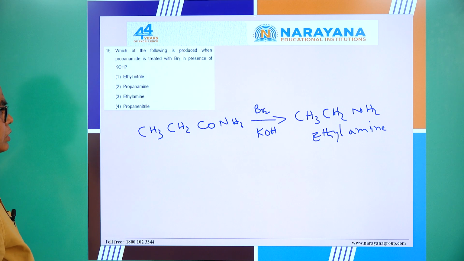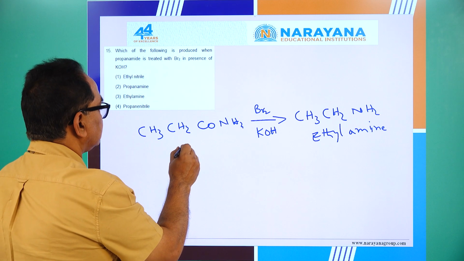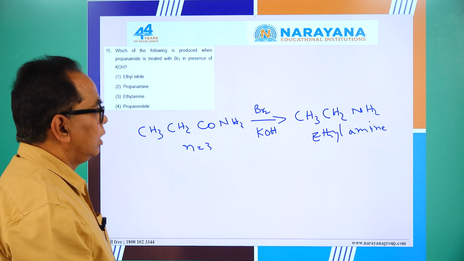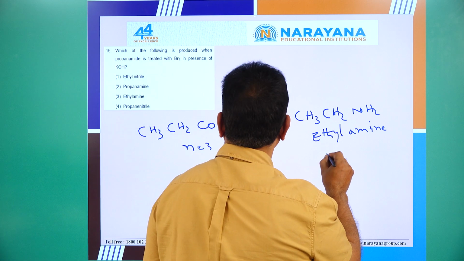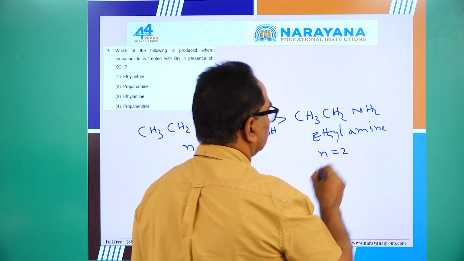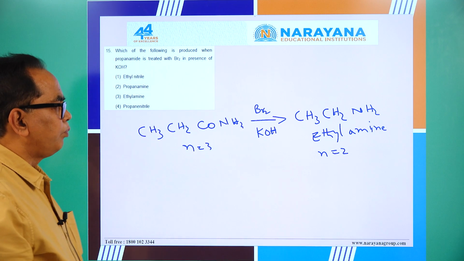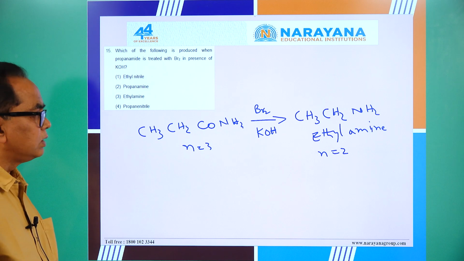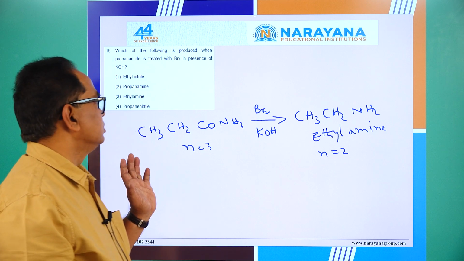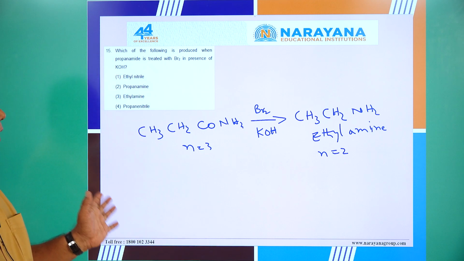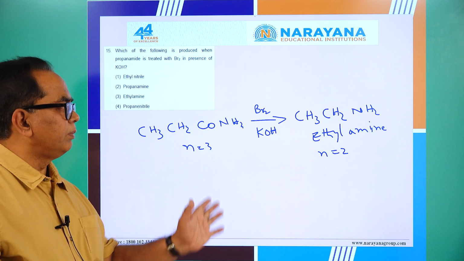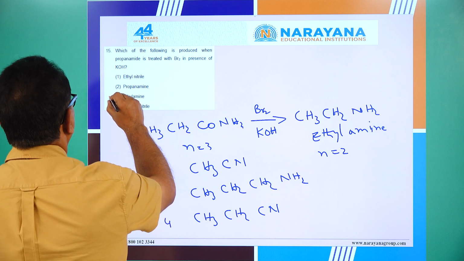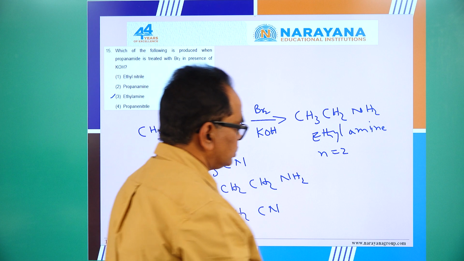So the importance of this reaction is here. This has 3 carbons. Number of carbons are 3 here, whereas the prepared amine has only 2 carbons. That's why it is known as Hofmann bromamide degradation reaction. Of course, no need of mechanism for this. If one knows about the Hofmann bromamide degradation reaction, one can expect the product very easily. So for this, the correct answer is ethylamine. Moving to the next question.